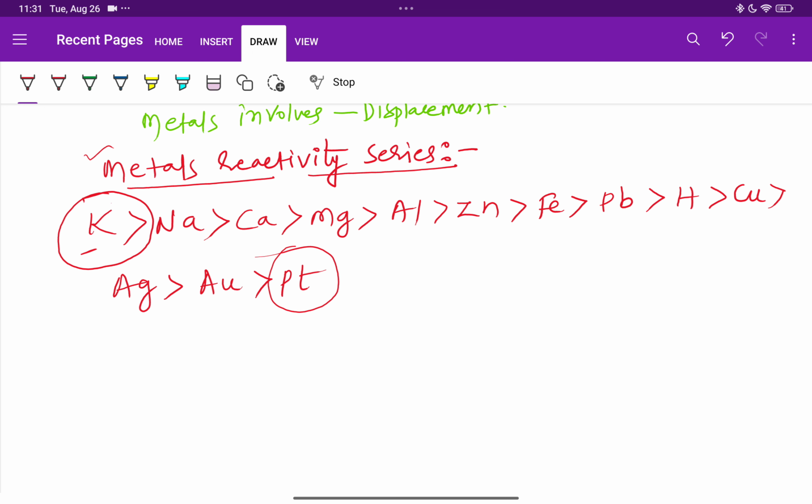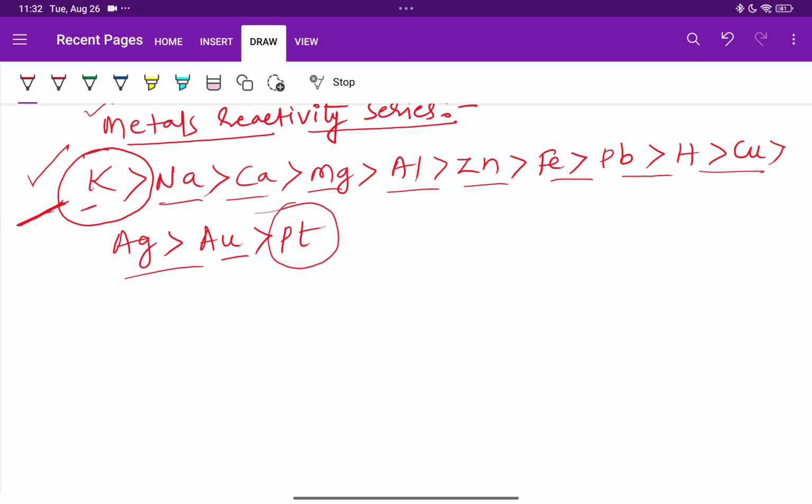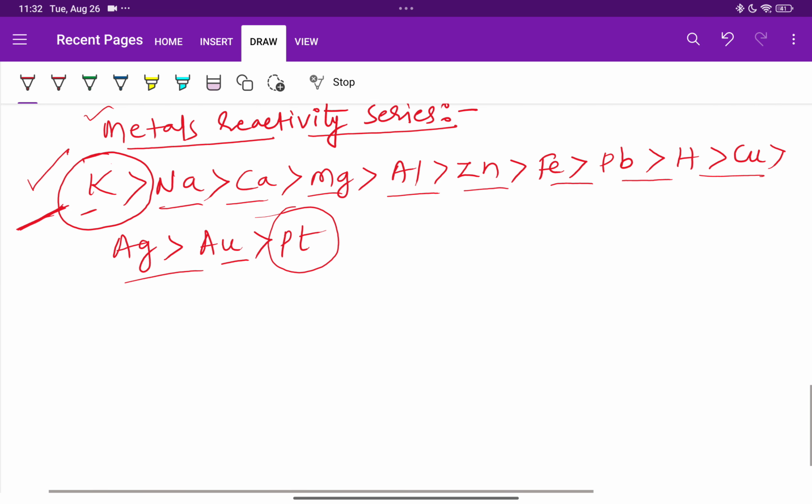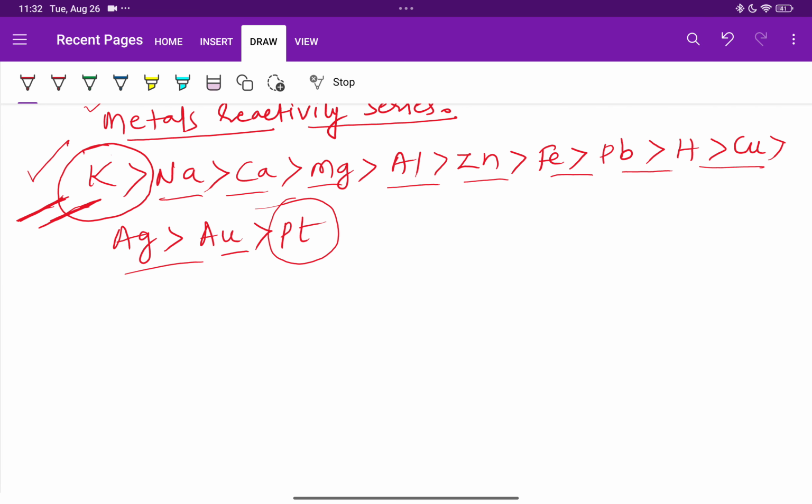So what is the meaning of more reactive? Nothing but potassium easily loses the electrons when you compare with all other metals in this series. If any element is losing electron easily, that is called more reactive. If any metal or any element is not losing electron, that is least reactive. So more reactive element displaces least reactive elements from its aqueous solutions.